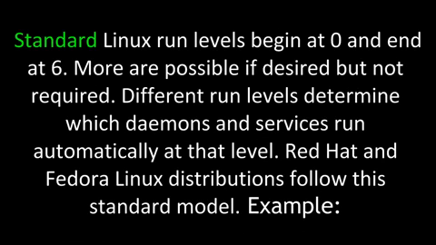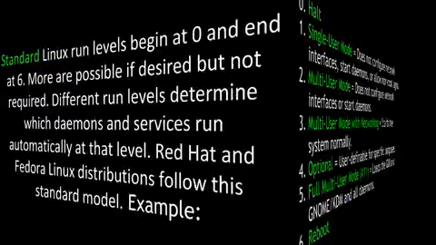Topics and some major differences when looking at run levels in Ubuntu. Now let's look at run levels in Fedora. Standard Linux run levels begin at 0 and end at 6. More are possible if desired, but not required. Different run levels determine which daemons and services run automatically at that level. Red Hat and Fedora Linux distributions follow the standard model.